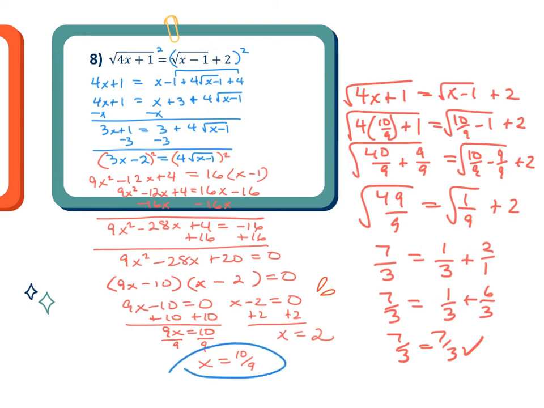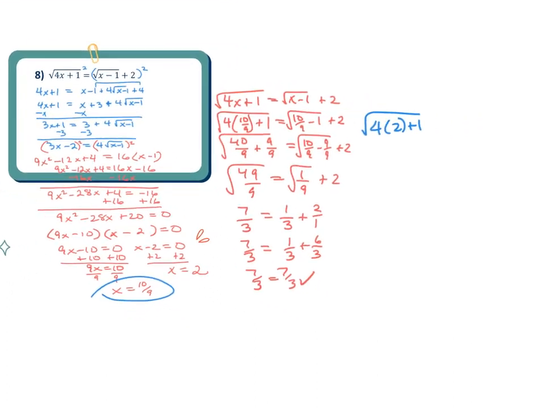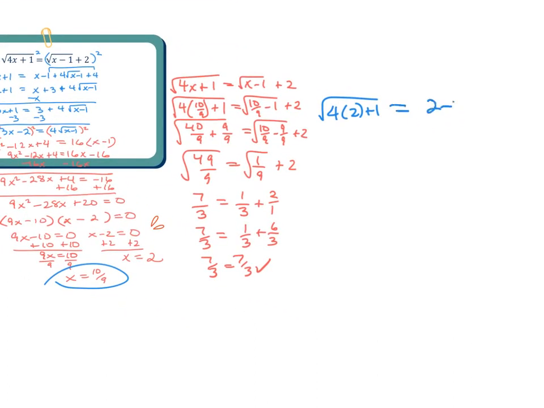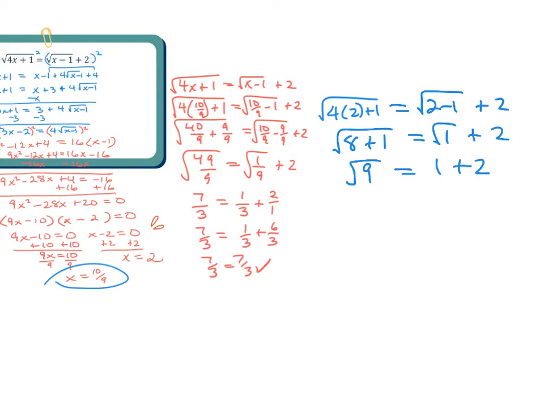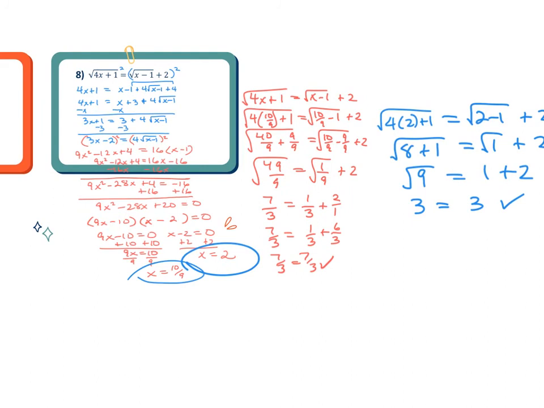Now I'm going to do the same thing, and I'm going to plug in the 2. So 4 times 2 plus 1 equals 2 minus 1 plus 2, and that's under the radical. So 8 plus 1, 2 minus 1, 9, square root of 1 is 1, square root of 9 is 3, 1 plus 2 is 3. This answer also works. So we have 2 solutions for this one. So again, remember that check is mandatory.